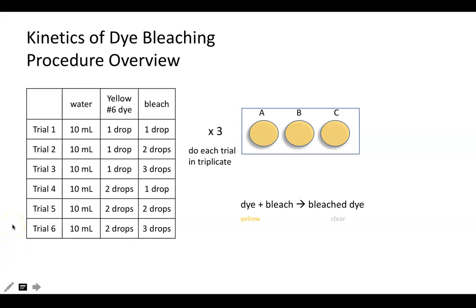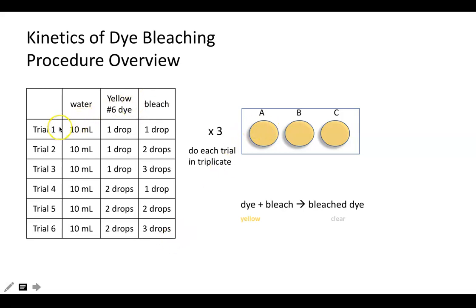Hey everyone, and welcome to the lab on kinetics. This lab is looking at the rate of decoloration of a yellow dye number 6. It's an FD&C food grade dye. And I performed 6 different trials of this experiment. Each trial I did in triplicate.